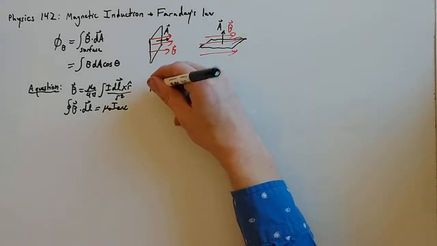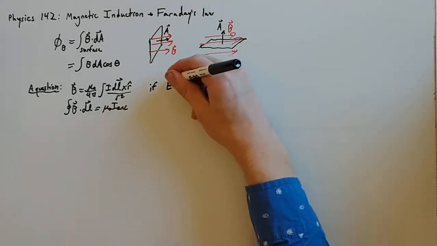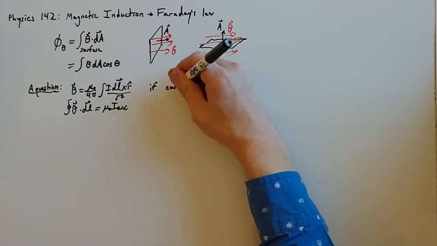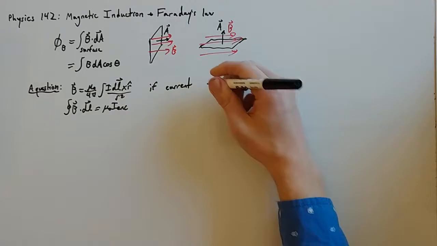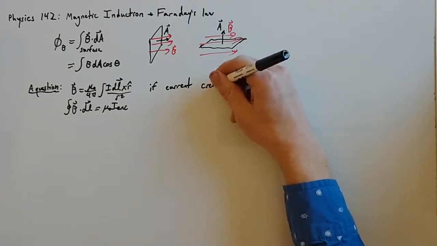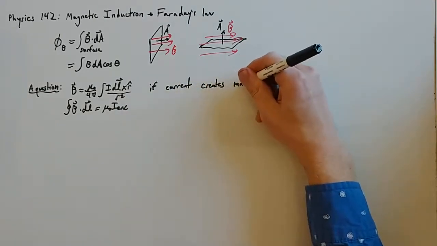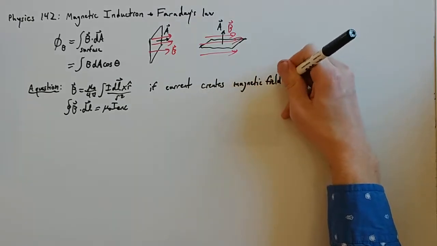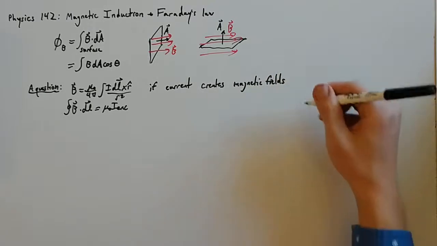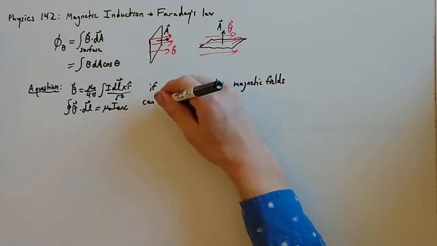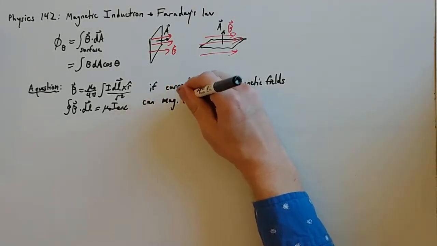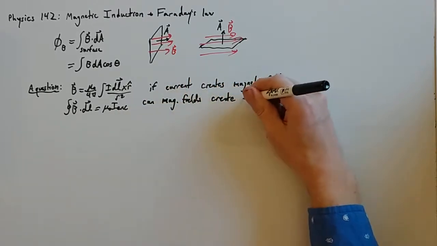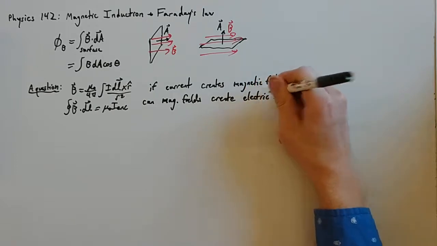If electric current creates magnetic fields, can magnetic fields create electric current?